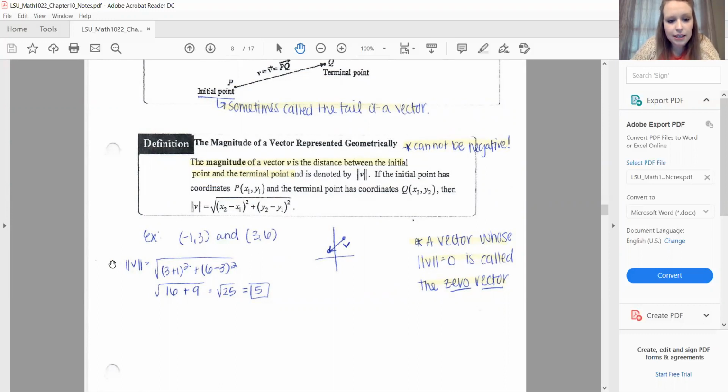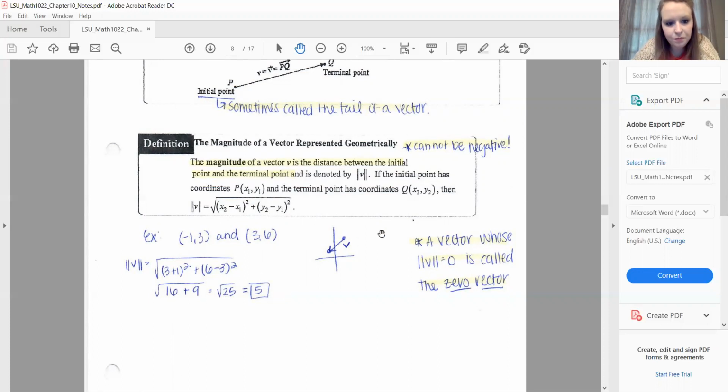Here's an example. They give us -1, 3 and 3, 6. You just plug it in. These are the x's: 3 minus -1 is actually +1, and 6 minus 3 squared. So we got 3 plus 1 is 4 squared, 16. 6 minus 3 is 3 squared, 9. 16 plus 9 is 25, and it's 5.